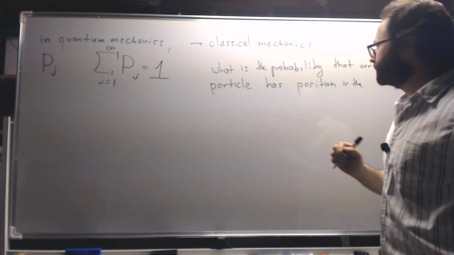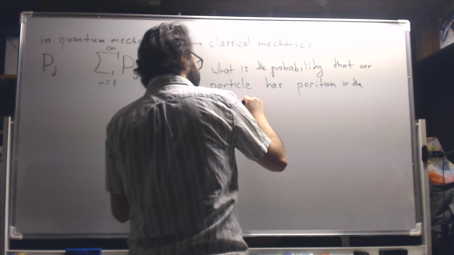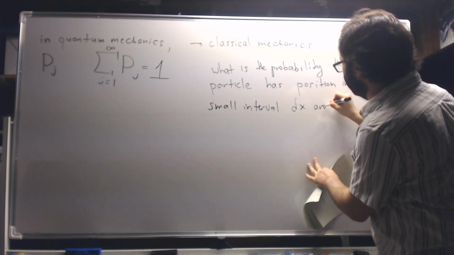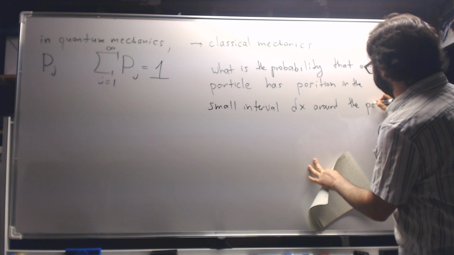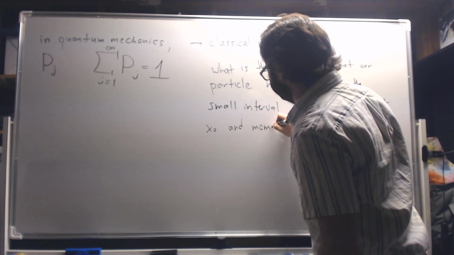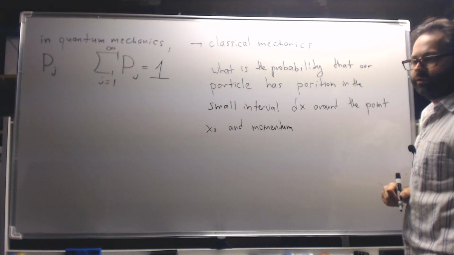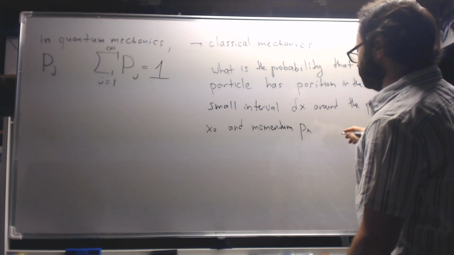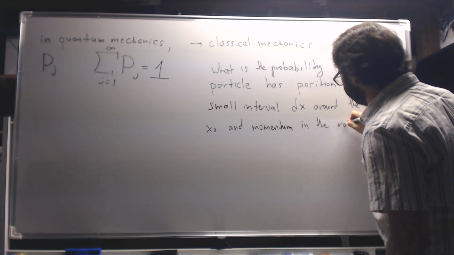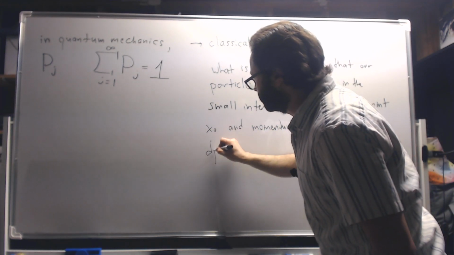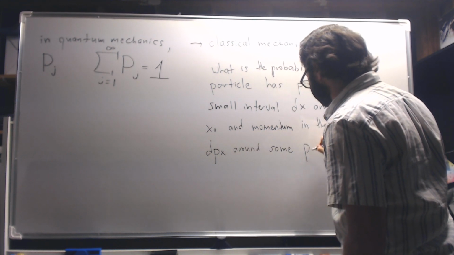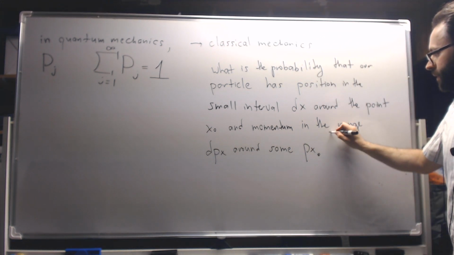dx around the point x. In the small interval dx around, let's say, some specific point x naught, and momentum, doing this for a one-dimensional particle to keep it simple, and momentum px, in the small range dpx around some point px naught? That's the question that we're asking.